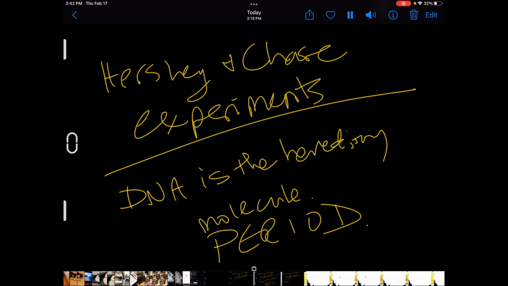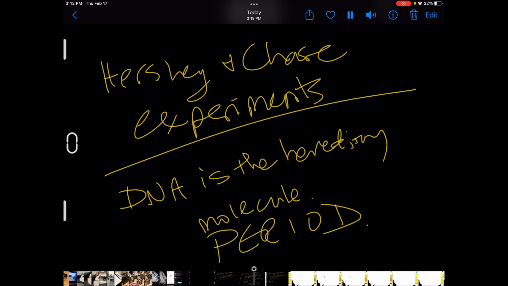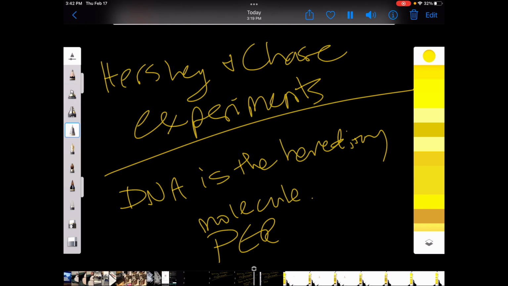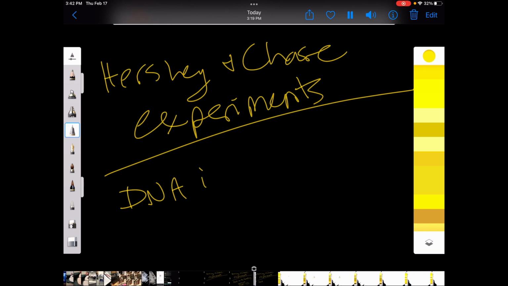And we already talked about the fact that a lot of scientists insisted that the hereditary molecule was protein, which it is not. And this experiment really definitively proved that DNA is what is providing this information and transferring it between generations, and not protein.